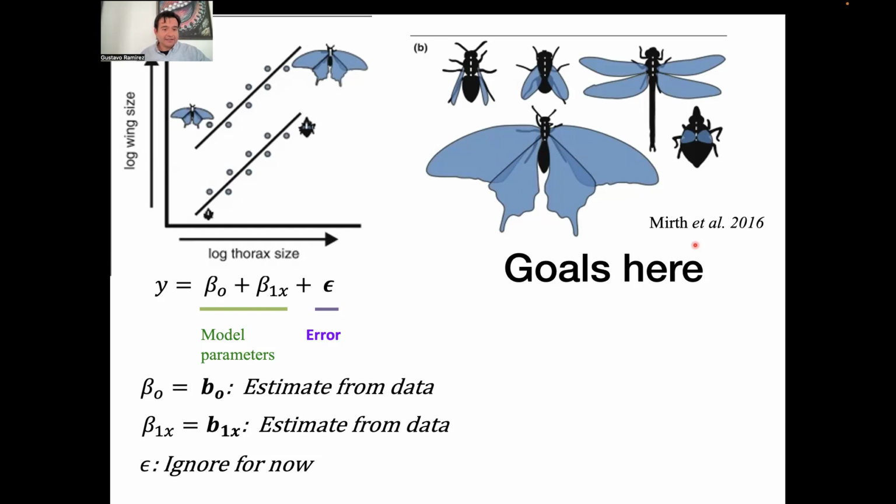Like actual beta naught and beta 1 are the ideal parameters that we'll never really get to play with, right? All we have is lowercase b naught and lowercase b1x, and those are our actual estimates of beta naught and beta 1 from the data that we have available. Okay, and those estimates can change, obviously.